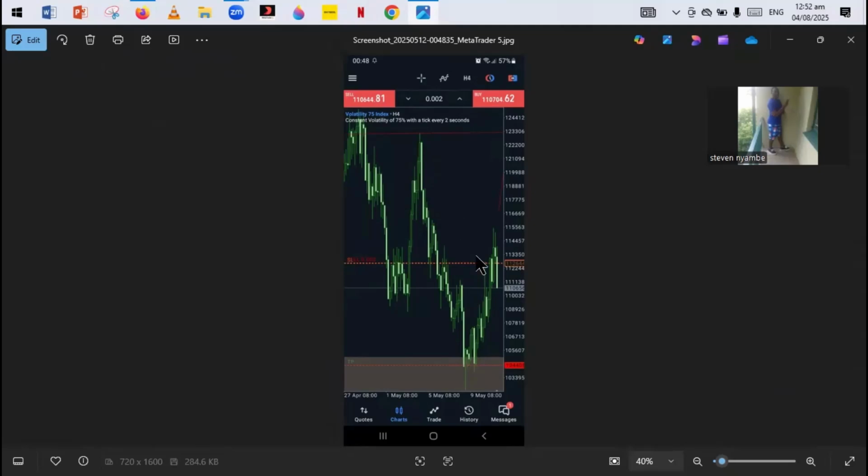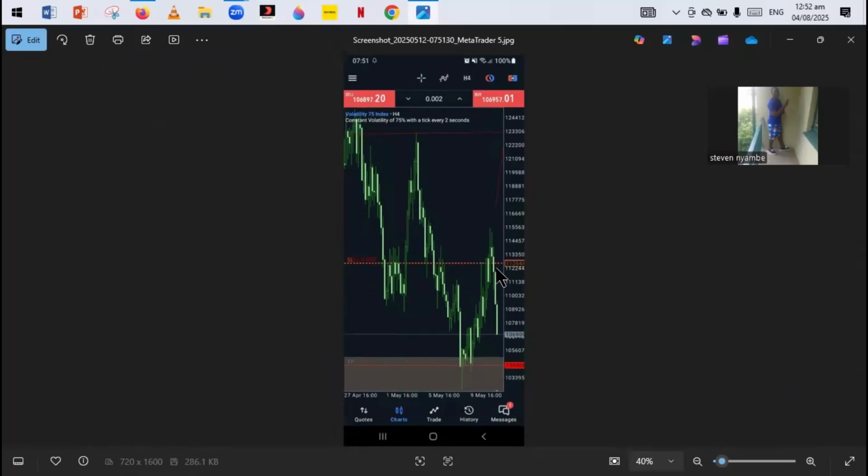This is a trade that hit TP. So this is the trade that I took on VIX 75 using the same entry model. It will always give you sniper entries. I mean, look at this. Look at that sniper entry I got there.